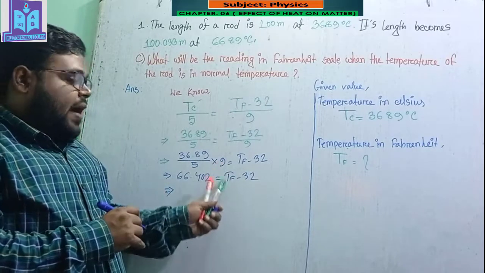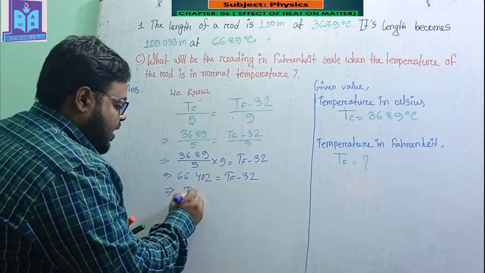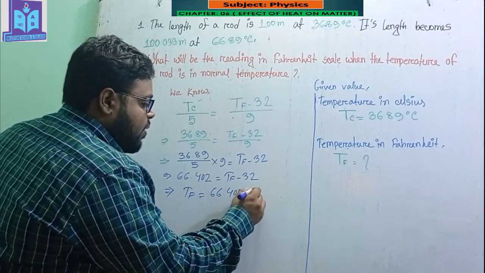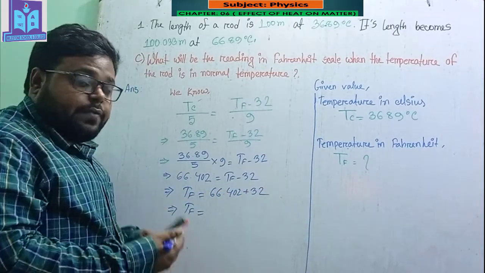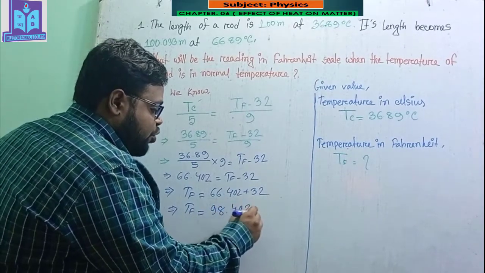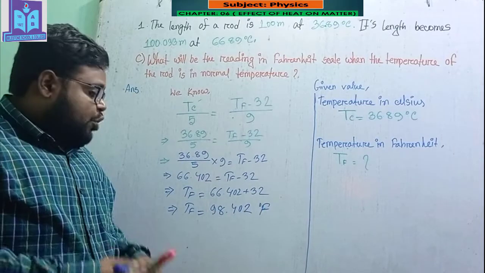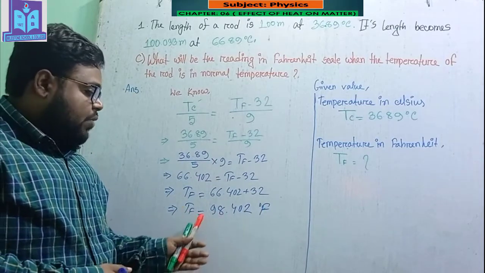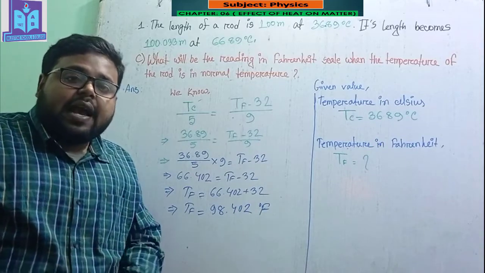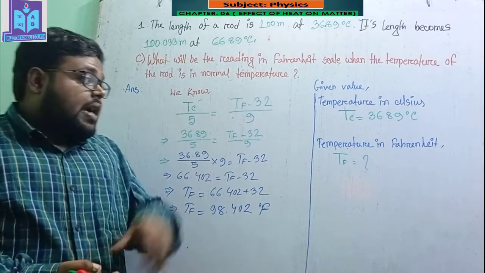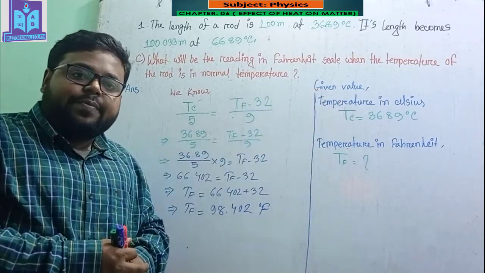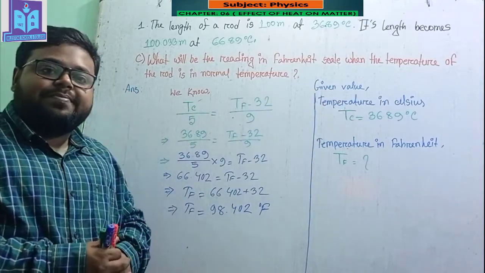So if I want to find out Tf, then Tf equals to 66.402 plus 32, and the value of Tf will be 98.402 Fahrenheit. So the temperature in Fahrenheit scale is 98.402 degree Fahrenheit. And I hope you understand how we can convert Celsius scale to Fahrenheit scale by using this equation.